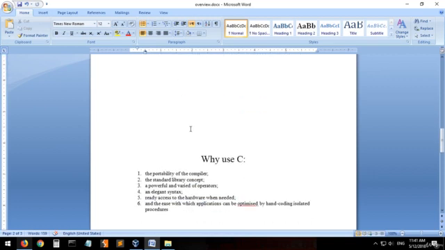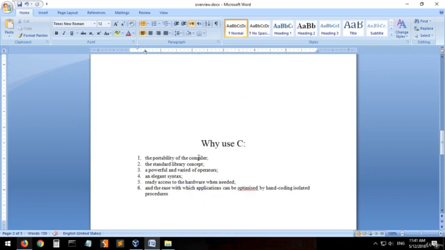So why use C? The portability of the compiler. In this course we will use a compiler called GNU GCC, which was implemented in C, to write programs and compile them. All of this will be discussed in this course, don't worry. Now the standard library concept: there's a library, and we include it to use it.